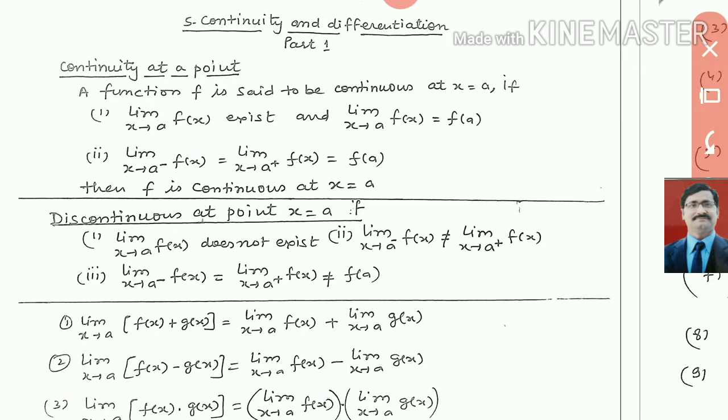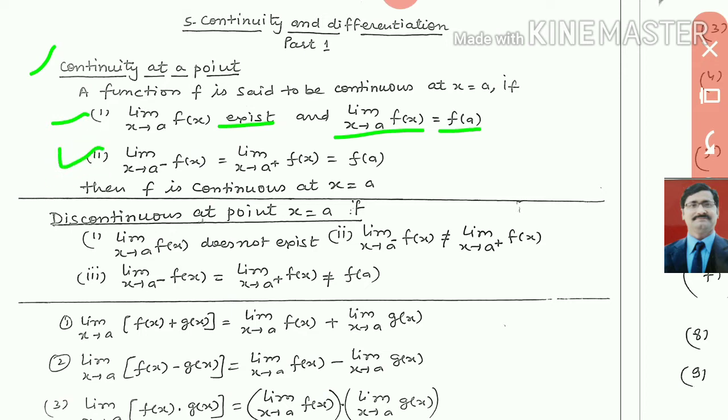This will be very important. Now, in this topic, we will do continuity at a point. Continuity at a point means a function f is said to be continuous at x equal to a if limit x tends to a f(x) exists. This should exist, and this limit x tends to a f(x) equals f(a). First, the limit should exist, and second, the limit is equal to f(a). Then the function is continuous.